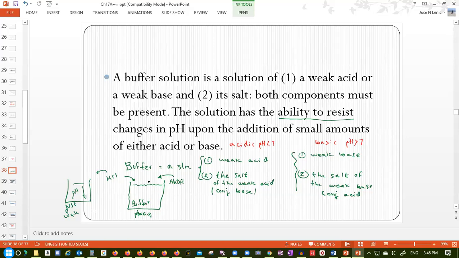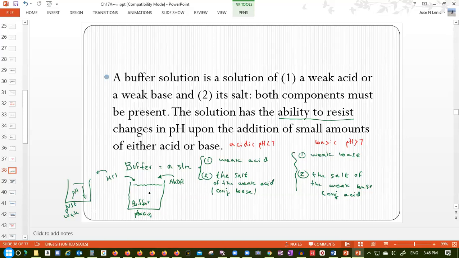All right, so that's a buffer. So let's work in different scenarios how to make buffers and some problems. Here it's important that you realize that we can make any buffer, any pH as needed. So if somebody asks you to prepare a buffer with pH 5.5, you can make it. So your buffer will stay at 5.5 pH.